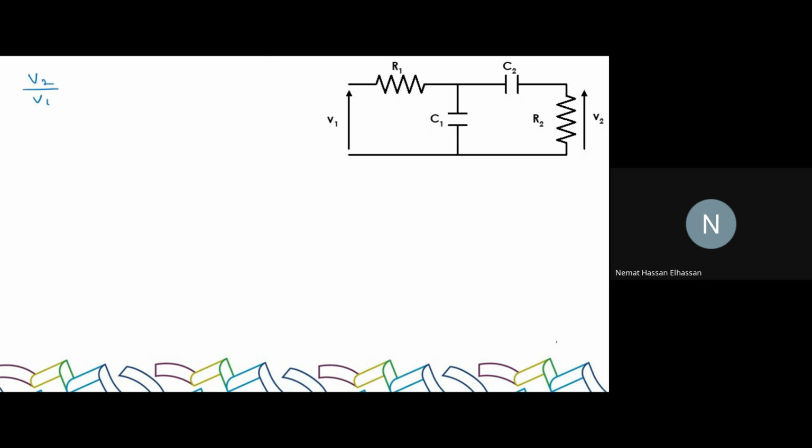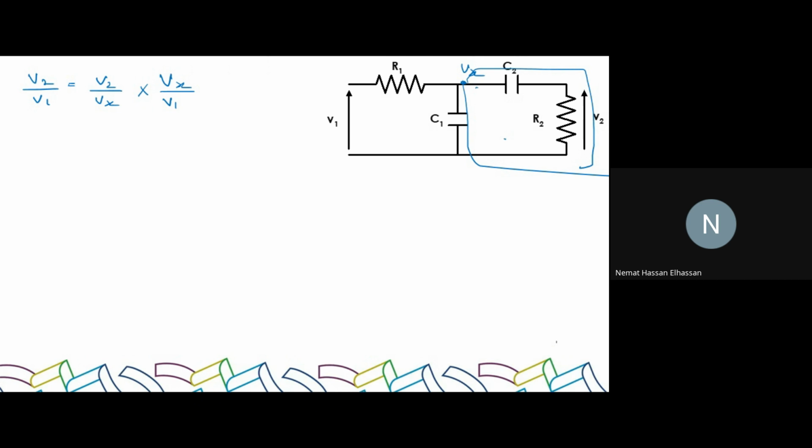You can test that this is a band pass filter by checking the transfer function V2 over V1. Let's say that this is an intermediate voltage Vx. V2 over V1 is equal to V2 over Vx times Vx over V1. Agreed? Okay. What is V2 over Vx? This is a high pass filter, right? If the input is Vx, the output is V2.